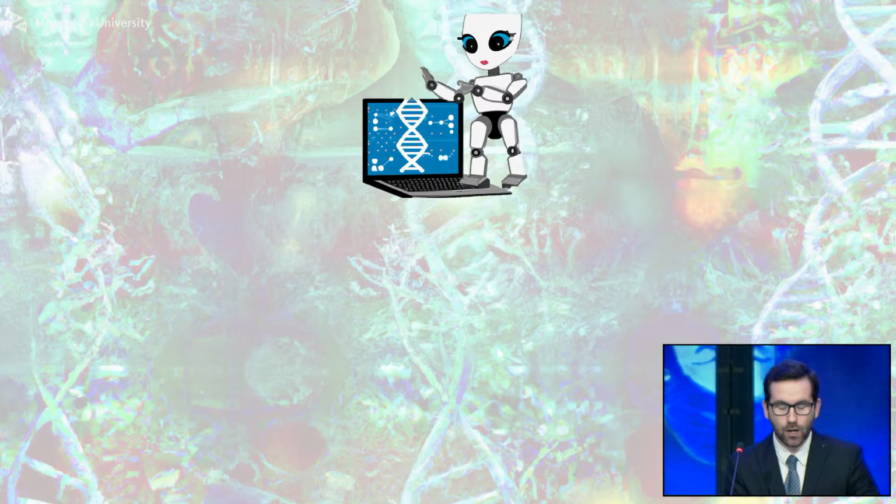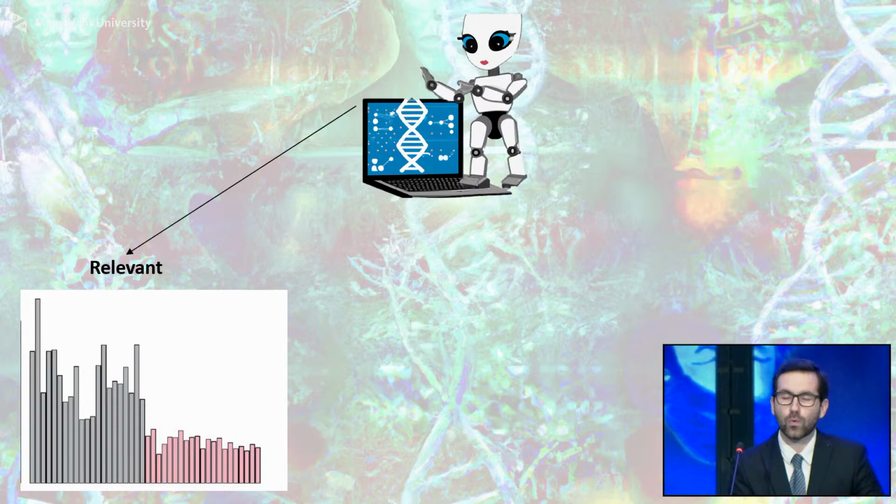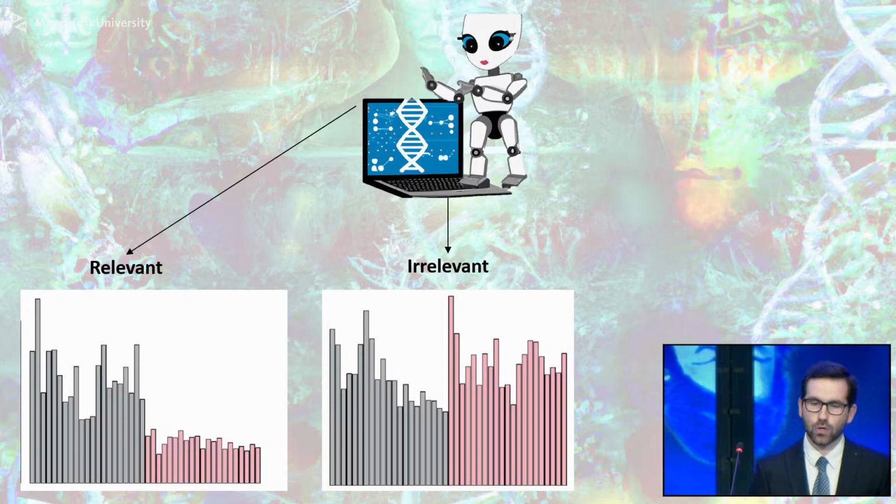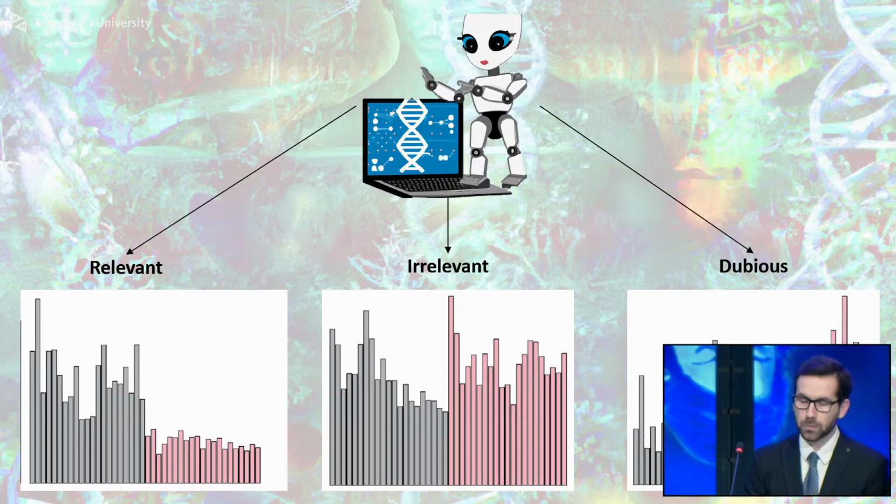So the first class was called Relevant, which classified genes that showed a relevant biological difference across the expression of the groups. Then I had the Irrelevant class, which encompassed genes that showed no or an irrelevant difference across the expression of the genes in different circumstances. And then we had a third group, which was dubious, which included those genes that were not encapsulated in either of the previous classes.